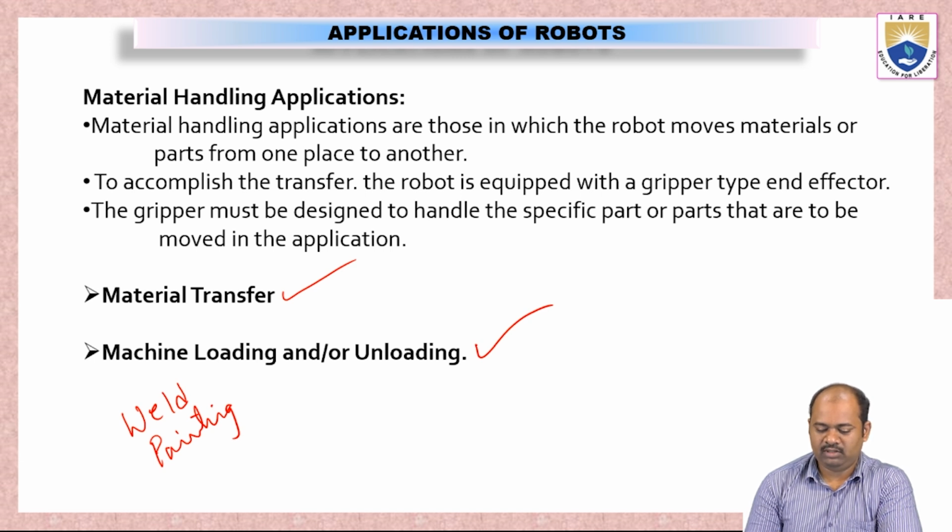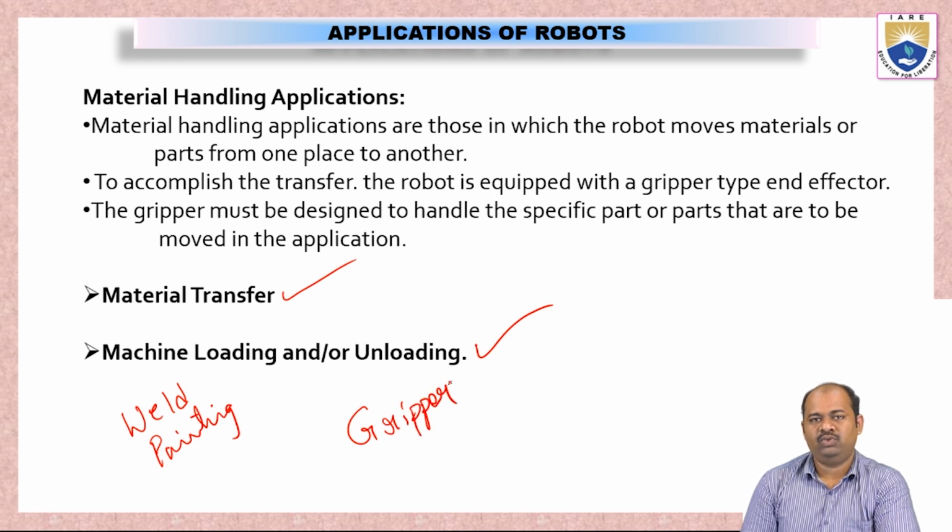And coming to material handling applications, the robots can be used for moving objects, or loading or unloading objects. Material transfer means we can transfer the material from one place to another place, and machine loading and unloading applications can also be done easily with the help of a robot, where we attach a special type of attachment to the robot, which is called a gripper. A gripper is attached to the robot, where it can be used to hold the objects while moving from one place to another place.